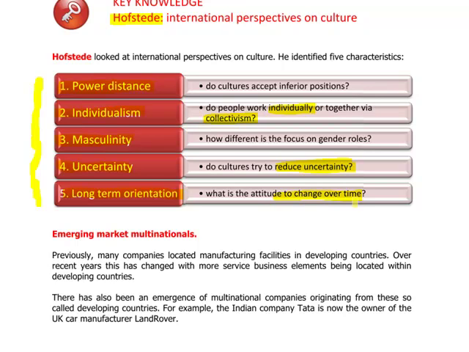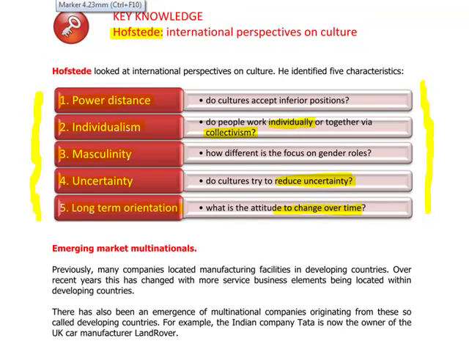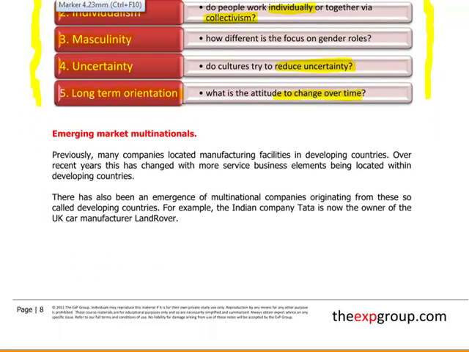Now, Hofstede, in effect, was not saying one culture is better than another. He was just identifying that there are different international perspectives on culture. Useful for when a company looks at expanding into another country, another culture, to see what the fit is going to be like. Now, the next thing to look at is emerging market multinationals.